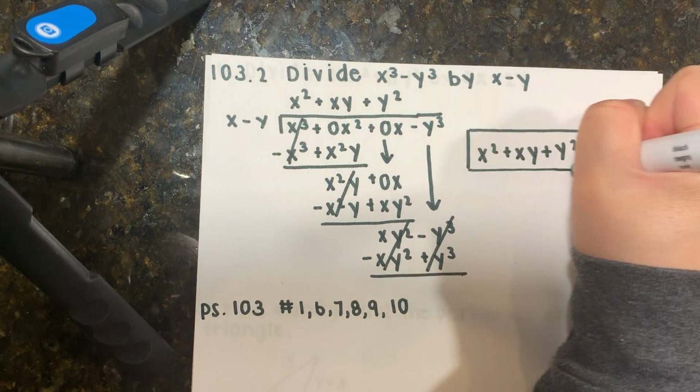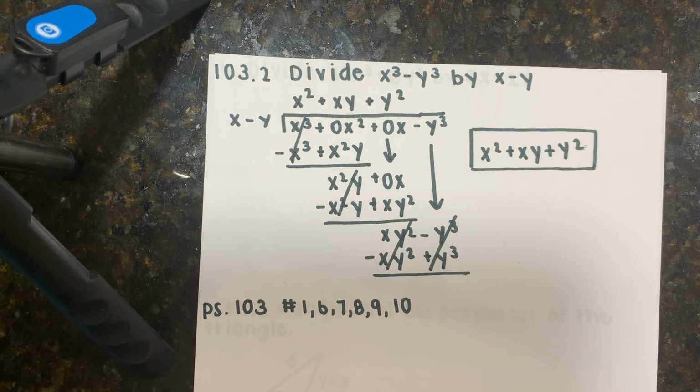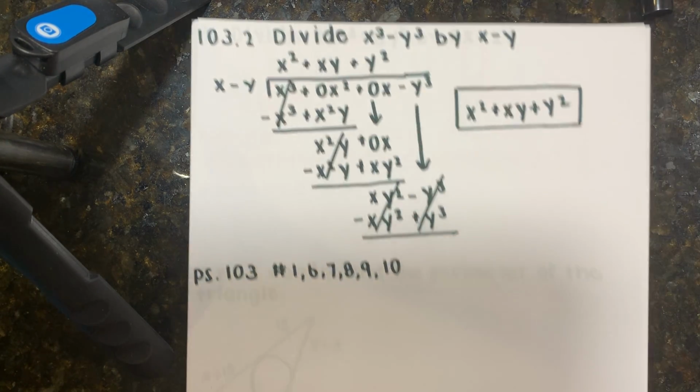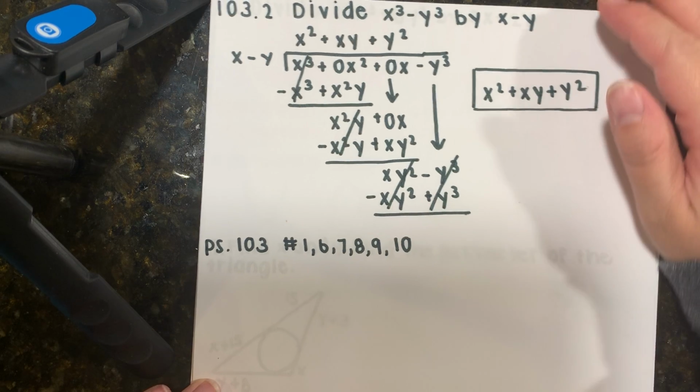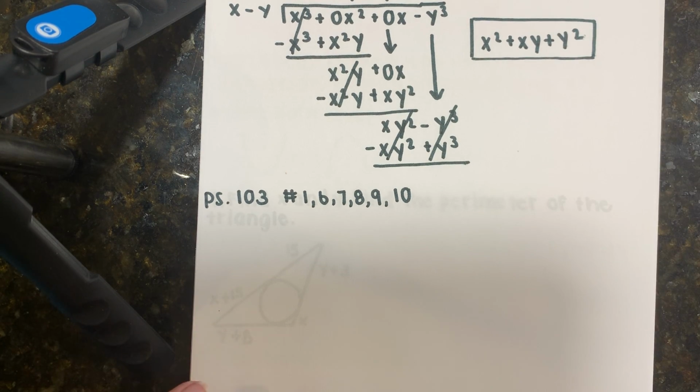And that would be your result for 103.2. Okay, so now pay attention. These are the problems that I would like you to pause the video and attempt: numbers 1, 6, 7, 8, 9, and 10. And then I will be going over them with you after you have attempted them. So attempt them, and then unpause the video and go through them with me.